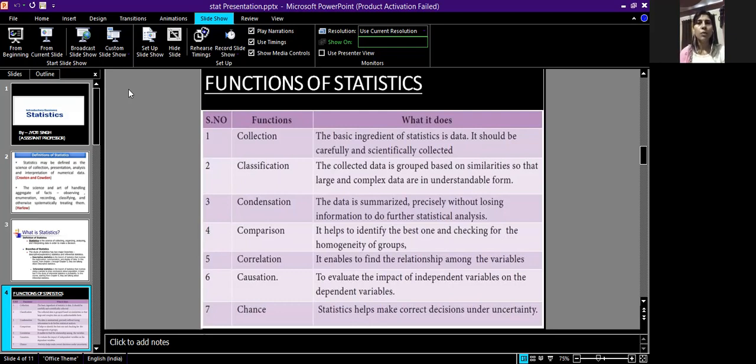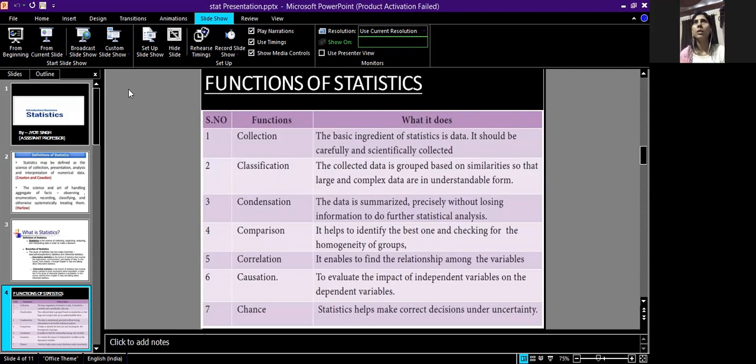The precise form of that data helps you with the statistical analysis very well. You can easily go through the statistical analysis when you get all the factual information which is actually related to your analysis. So this condensation is also very important. Before going further, the next is comparison.